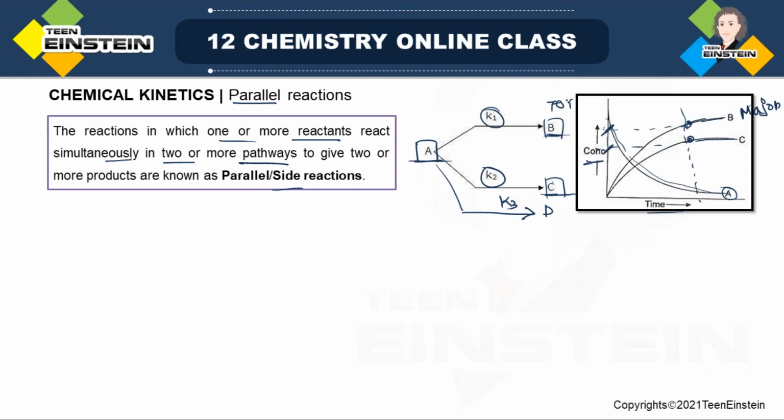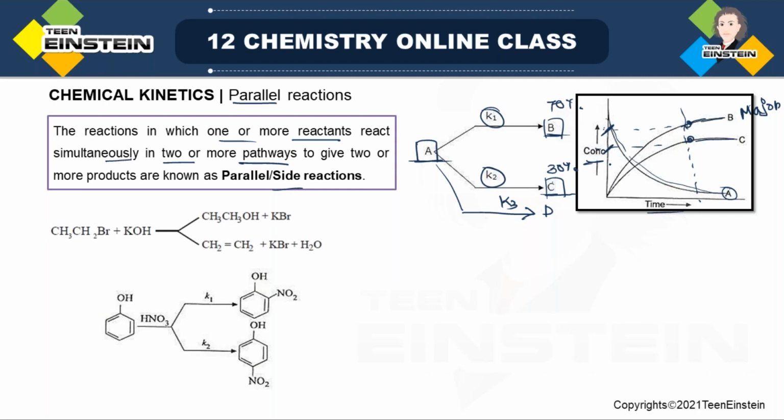Suppose it is 70%. I'm just saying arbitrarily, and C is 30%. So B will have more concentration. So we will say that B is the major product, not C. C is the minor product.